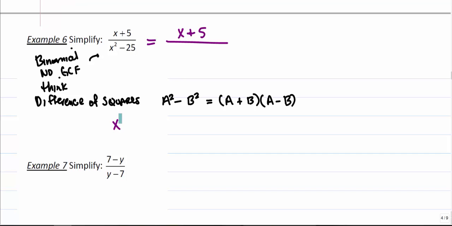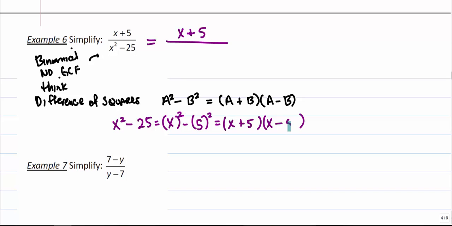So when I see x squared minus 25, is there any way to write this as the difference of two squares? Yes. X is being squared and 5 is being squared. And so now I'm going to take x and 5 and add them, and then x and 5 and subtract them. And so that's how I would factor that denominator.